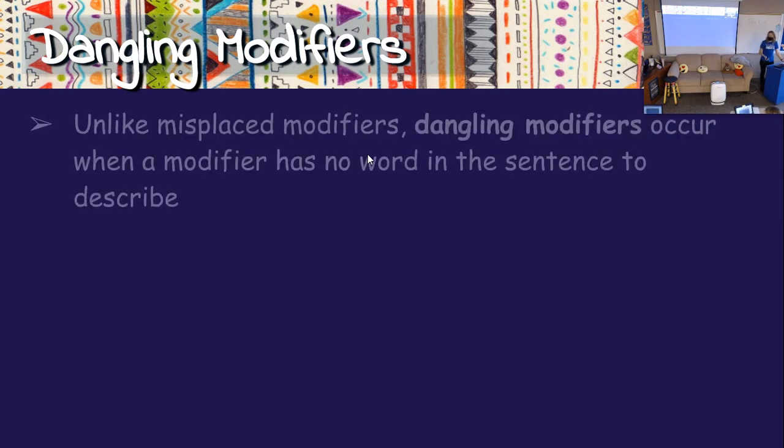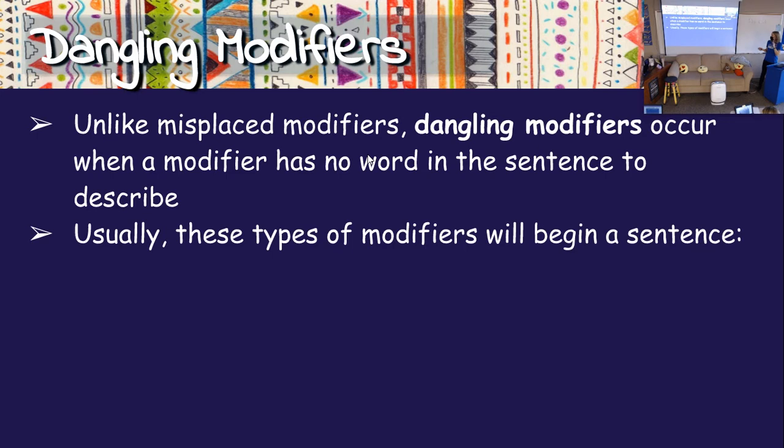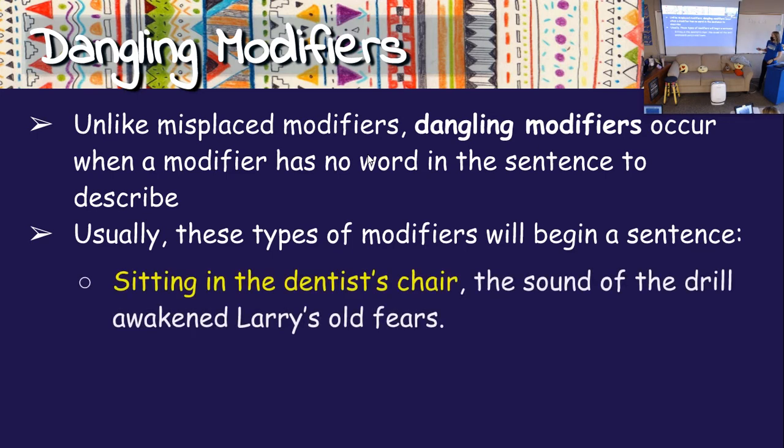Now, on to the next error that we can have with modifiers, a dangling modifier. Well, what the heck? That sounds scary. So, unlike a misplaced modifier, a dangling modifier occurs when a modifier or a group of words does not have another word in the sentence to describe. Then it's dangling. Usually these types of modifiers will begin a sentence like this.